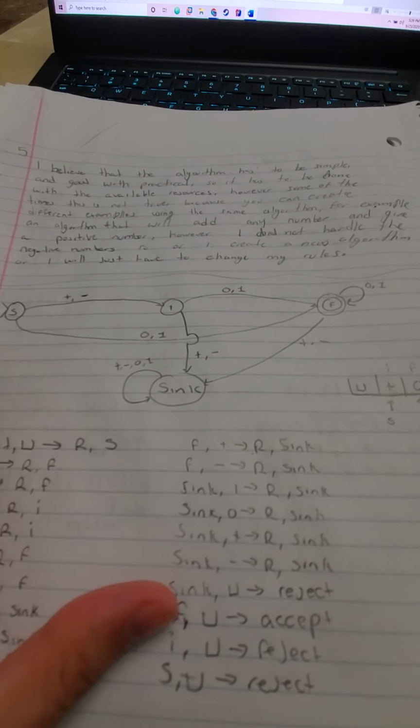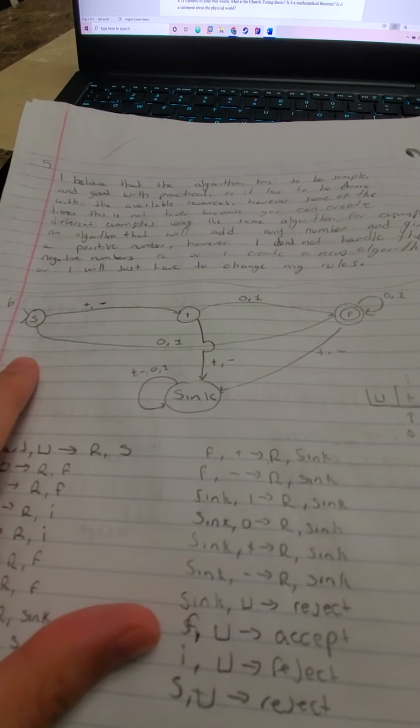In the final state, 0 or 1 goes to the final, which is going to be a loop, and plus or negative goes to the sink. So the only one not going to the sink from the start is the one going to the intermediate state and the final state. So pretty much this is the PDA you're giving. This is the automaton, and these are the Turing rules, which are real simple.